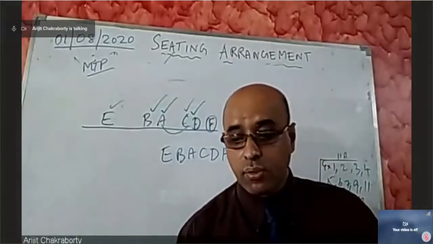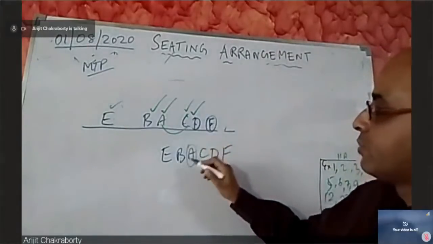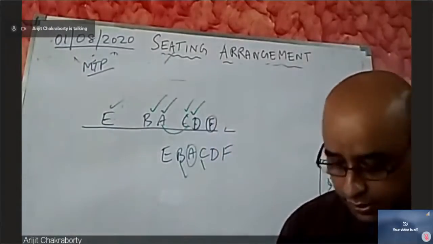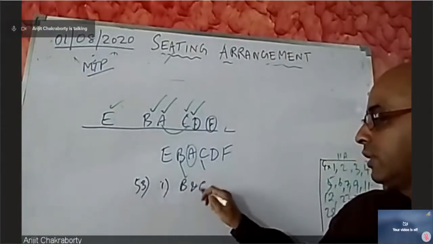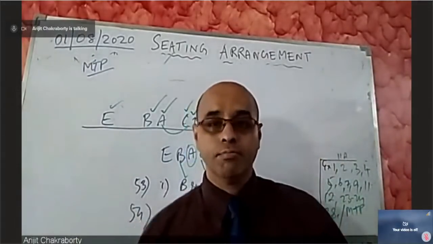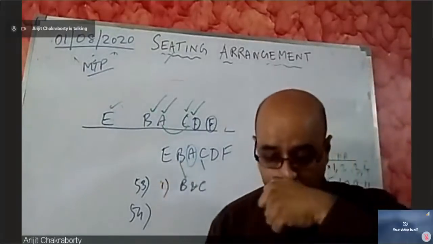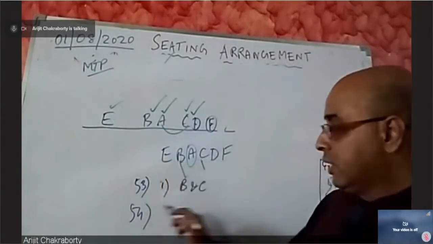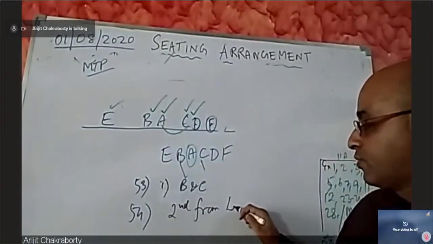Question 53. At what position is A sitting? Well, A is sitting between B and C. So the answer will be between B and C. We move to 54. What is the position of B? B is here. So I can say B is from the left hand side. First position is E, second position is B. So 54, the answer is second from left.